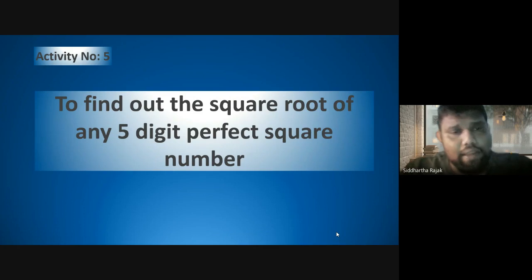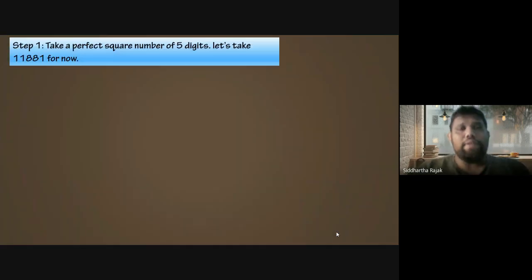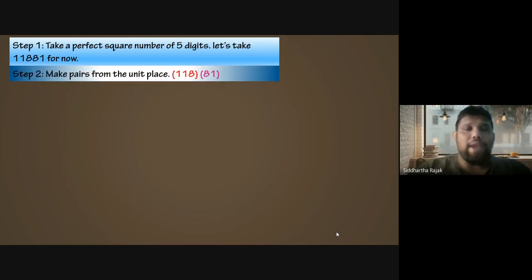Now, likewise, using the same technique, we can find the square root of a 5 digit perfect square number as well. For that, we take one number, let's say 11881. We start making pairs from the right hand side, the unit place, but to make pairs we need two elements. When we take two elements from the right, three elements remain on the left. So we take two elements as a pair from the right, and three elements we leave. 118 we leave on the left hand side, and 81 is the pair on the right hand side.